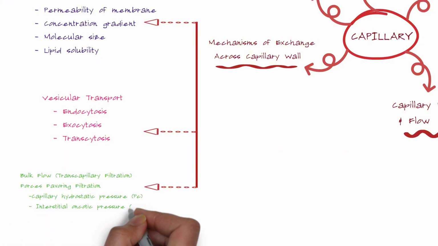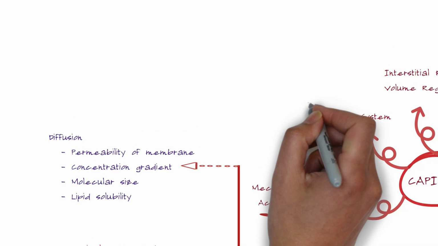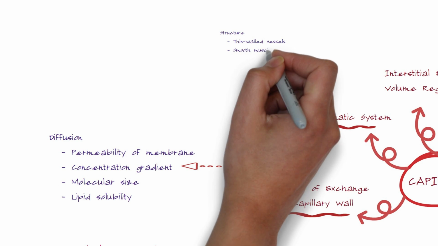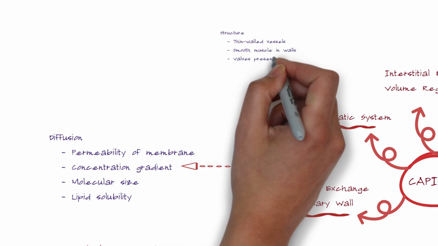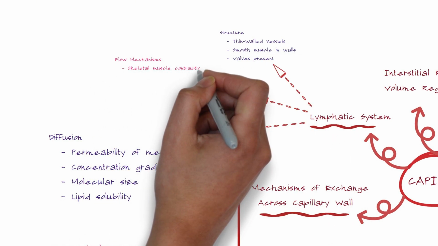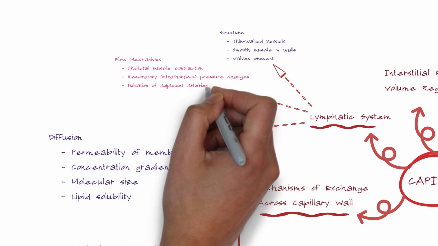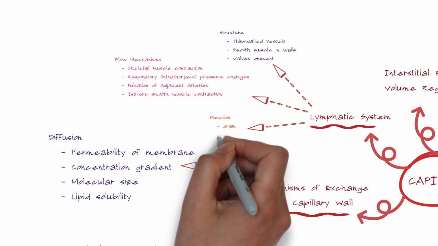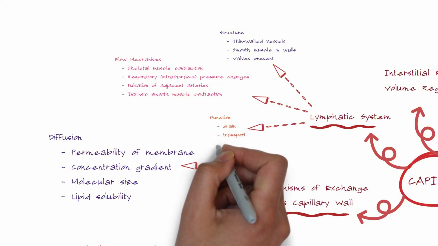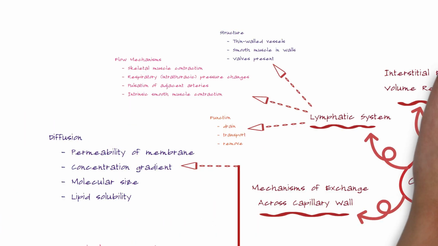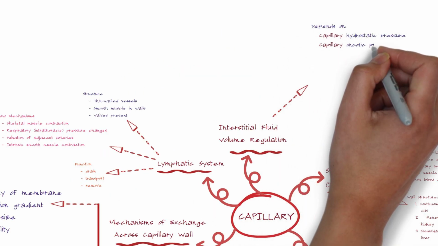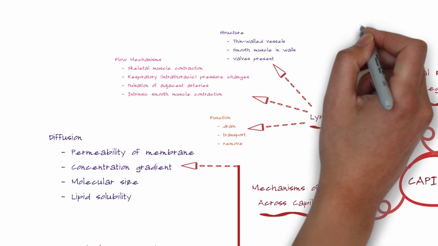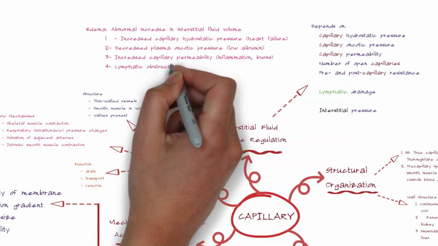Then we talked about the lymphatic system, the structure and the flow, which depends on muscle movement, breathing, and vessel contraction, and its three main functions: drain, remove, and transport. Finally, we talked about the interstitial fluid, and how its volume is controlled by the capillary force, permeability, number of open capillaries, vascular resistance, lymphatic drainage, and the interstitial pressure. And when the interstitial fluid increases, this means edema. That's the end of our memo map, and see you next episode.